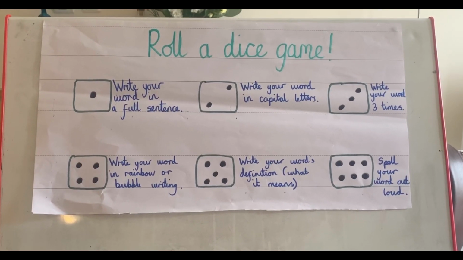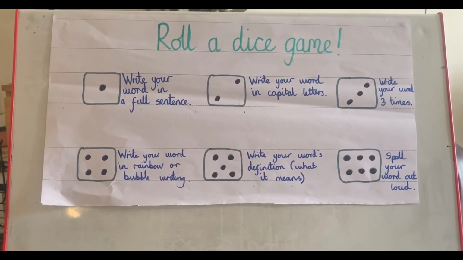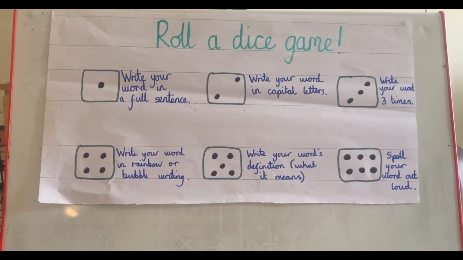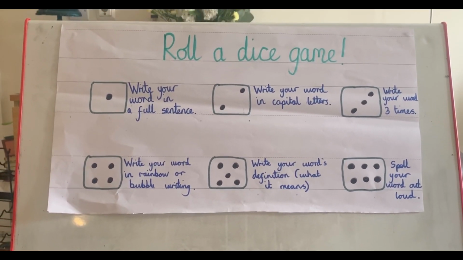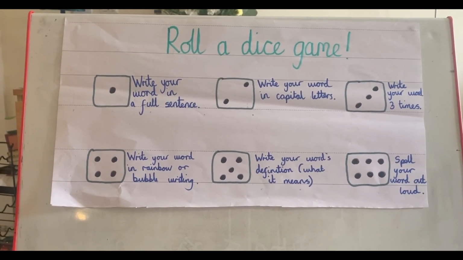The next activity is called the roll a dice game. All you need is a dice, some paper, some pens, pencils and your spelling words. Don't worry if you don't have a dice. In a minute, I will show you how you can find one interactively online.